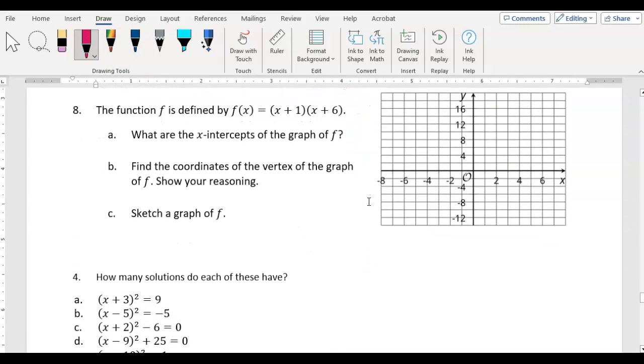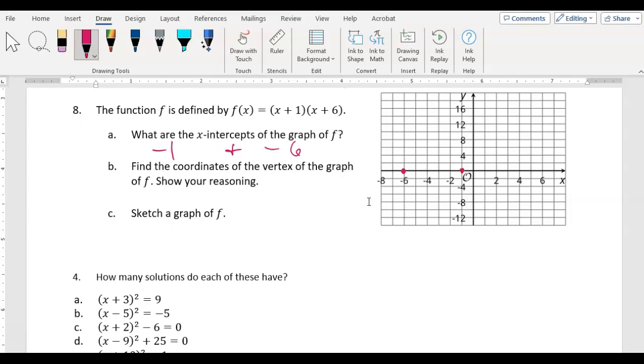Number 8, the function f is defined by f of x equals x plus 1 times x plus 6. What are the x-intercepts of the graph? So we have -1 and -6. So we can go ahead and plot those points.